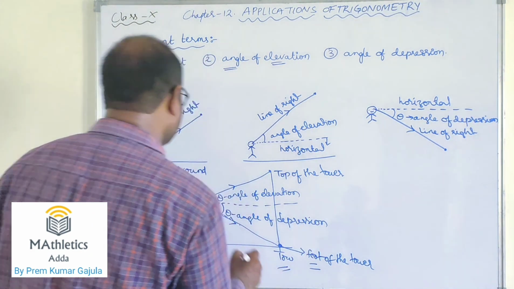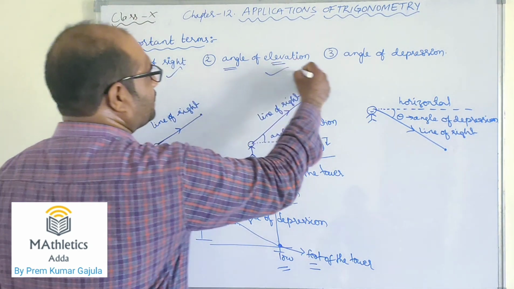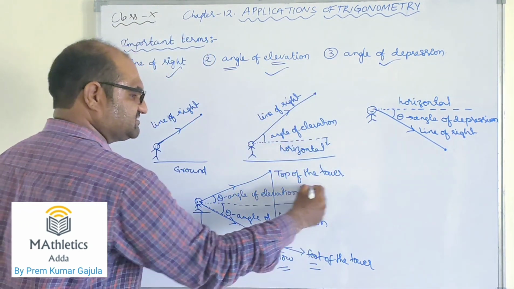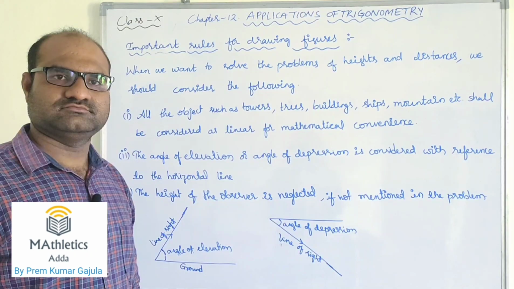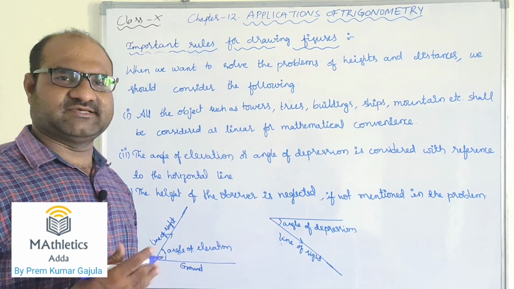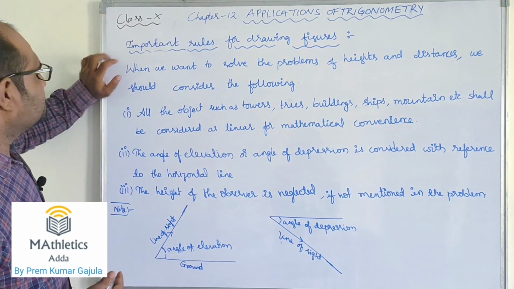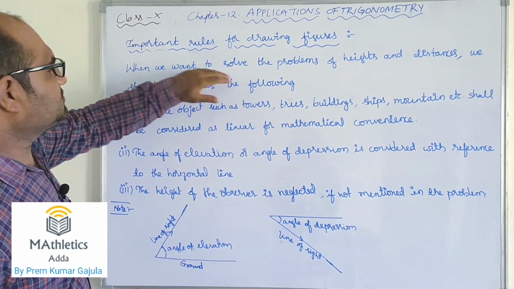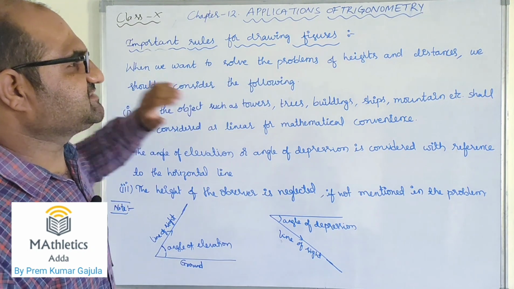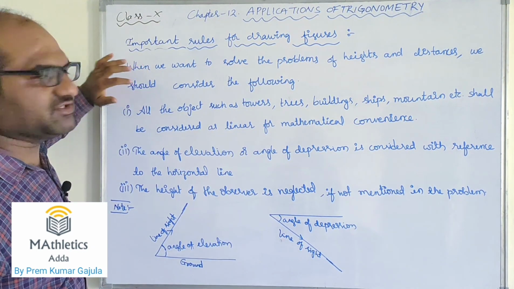Now I think you understood what the line of sight, angle of elevation and angle of depression are clearly with these diagrams. Now let us see some more important rules for drawing the figures in applications of trigonometry. When we want to solve the problems of heights and distances, we should consider the following.